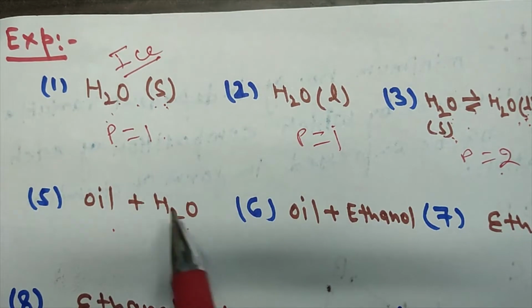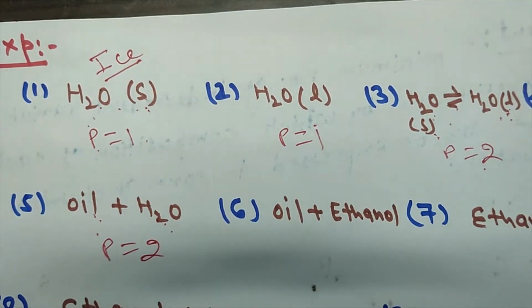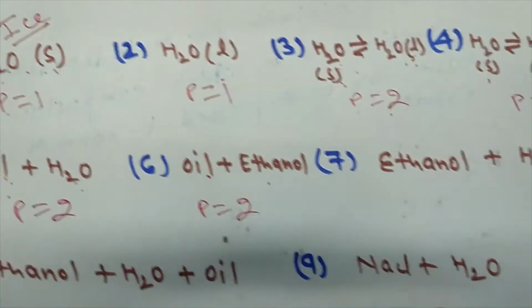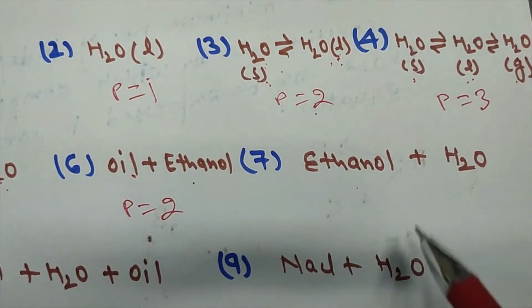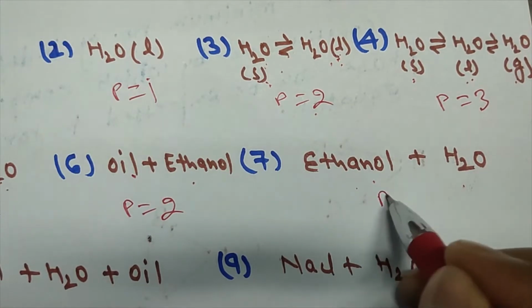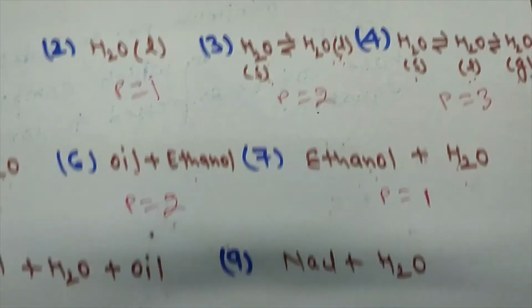Oil in water, they are liquids but not miscible with each other. The number of liquids is equal to the number of phases. Then phase will be 2. Oil in ethanol, I have already mentioned, phase will be 2. Now ethanol and water, you know it very well. Ethanol and water, because they are miscible with each other, then phase will be 1.